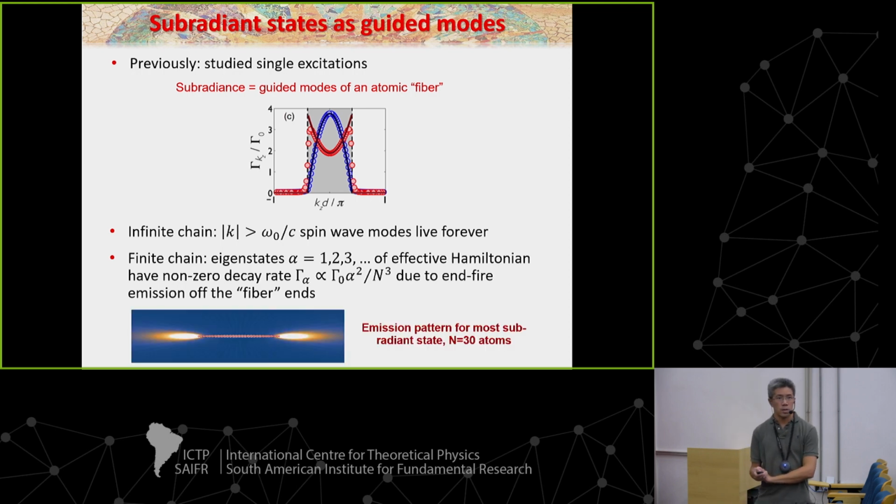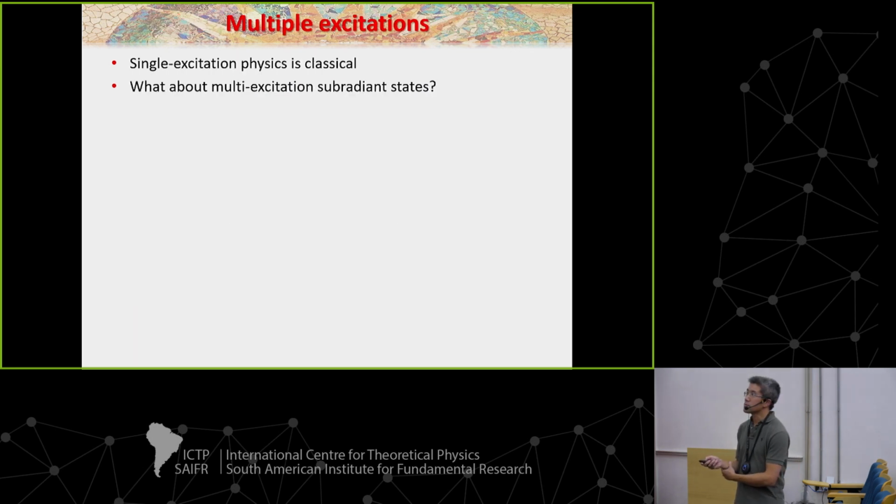Physically, the reason in a finite size chain that you have a decay rate is because your optical fiber guides light until the light hits the end, and then it scatters into free space. So this single excitation physics, or this wave guiding, is totally classical, and you can understand it just by classical optics. The first thing you can ask is, if I have more than one excitation, how can I understand subradiance in that case? Do subradiant states exist? And if so, what kind of physical characteristics do they have?